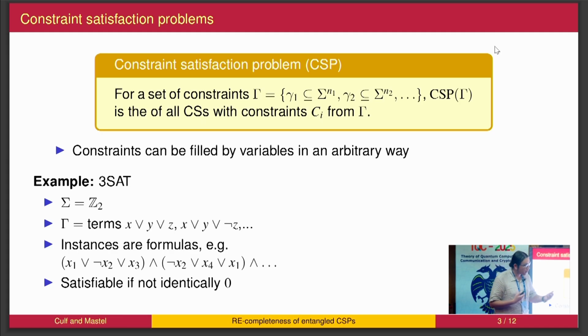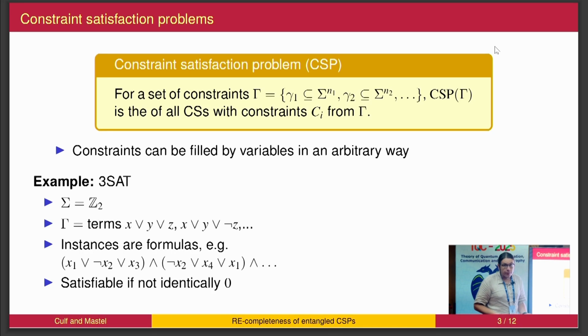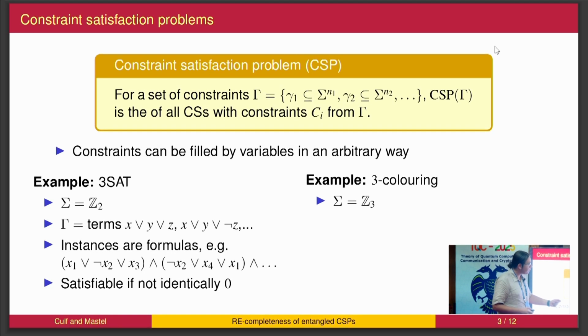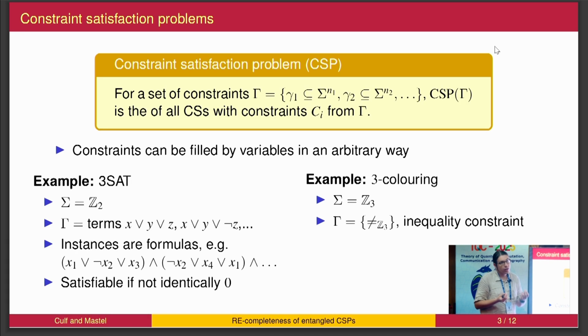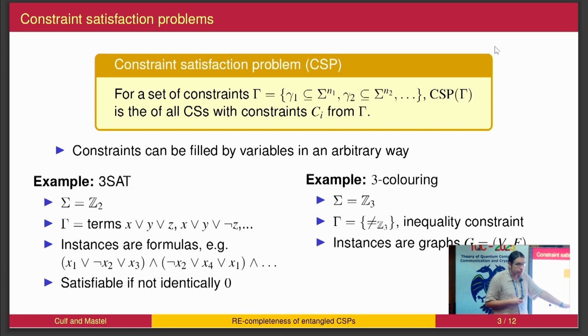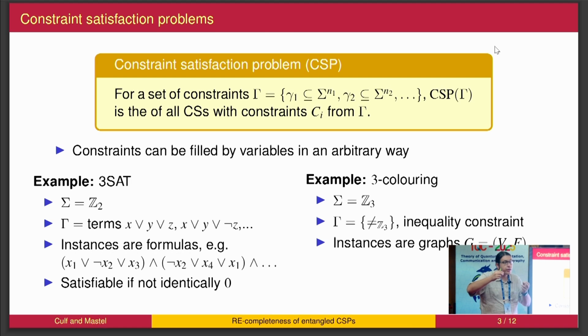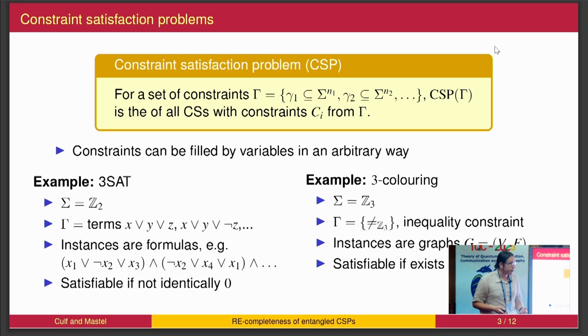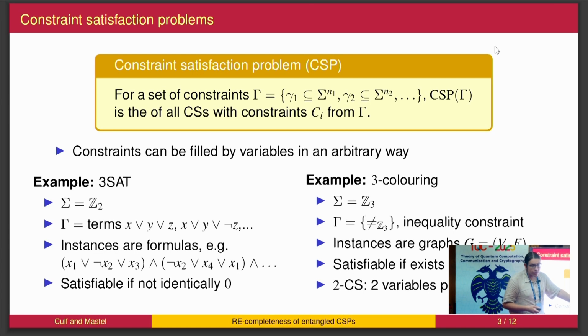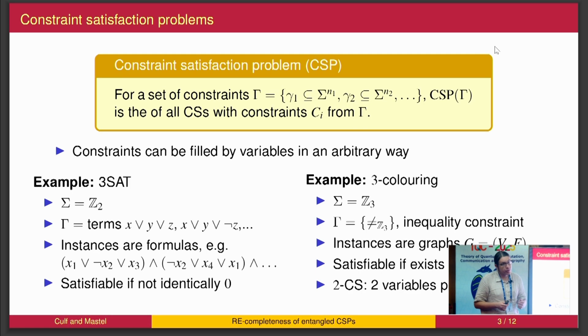A similarly important, very different CSP is three coloring. Here the alphabet is ternary, there are three letters in the alphabet. There's a single possible constraint, which is the inequality constraint between two elements of Z3. The instances are graphs where you see each edge as putting an inequality constraint between the two vertices, which are the variables. And the instance is satisfiable if the graph admits a three coloring. This is a special type of constraint system called a two-constraint system because there are exactly two variables per constraint. This will show up a few times in the talk.